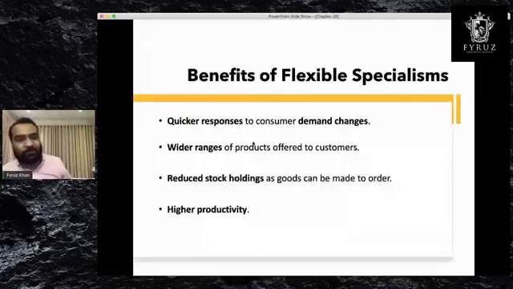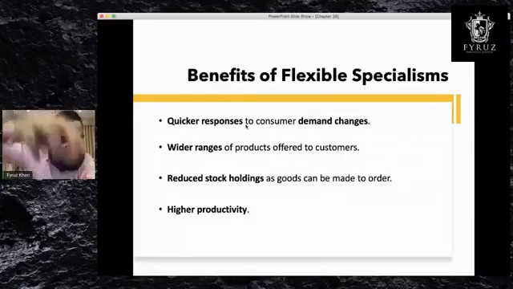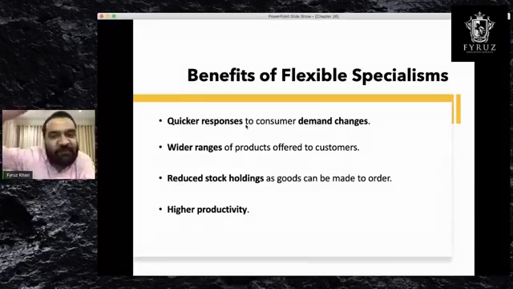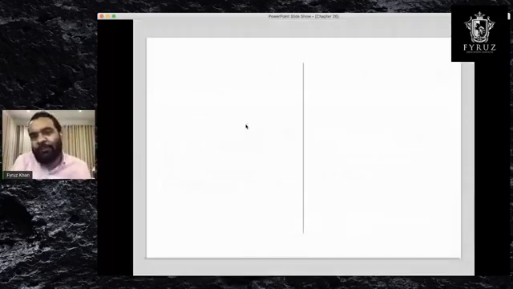The good thing with flexible specialism is you are identifying different consumer segments, different market segments. There's a wide range. You're not just making one product for everyone.